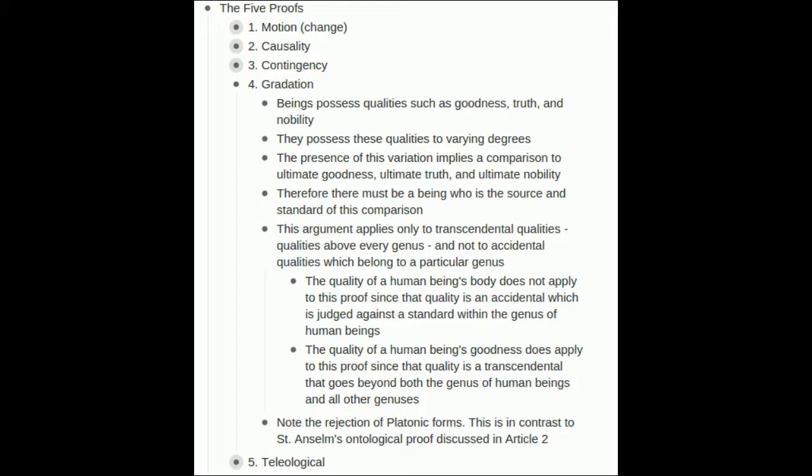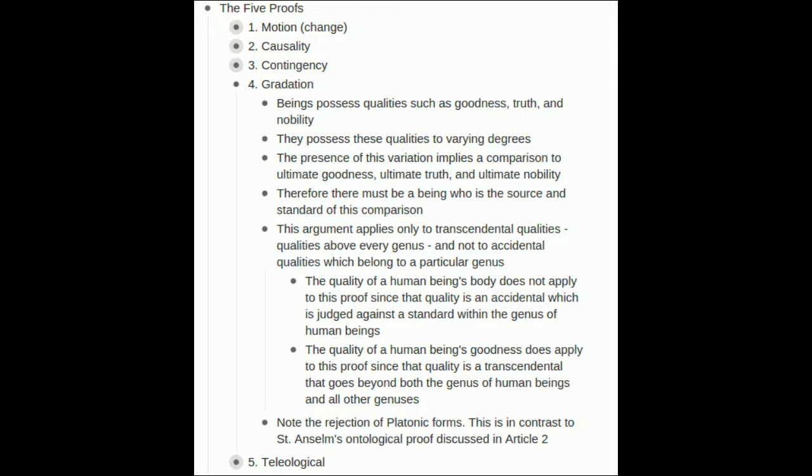So the quality of a human being's body does not apply to this proof, since that quality is accidental, which is judged against a standard within the genus of human beings. In other words, if we say, what quantifies a good human body? Well, two arms, two legs, nose, mouth, ears, the whole nine yards.